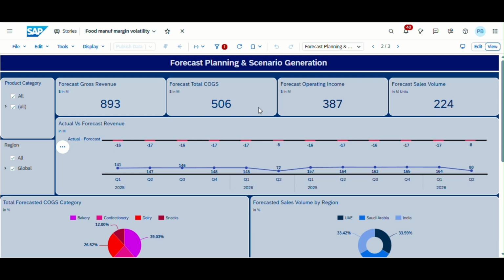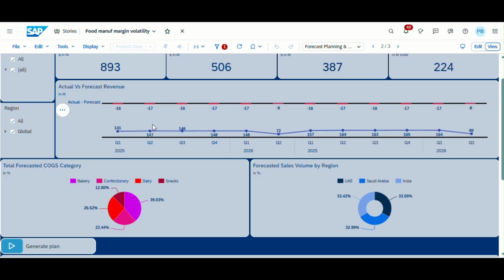Now let's explore the visualizations that support these forecast insights. Actual versus forecast revenue. The actual versus forecast revenue visualization compares historical revenue with projected revenue across different quarters. Actual revenue ranges from $141 to $148 million, while forecast revenue is higher at $157 to $165 million, indicating expected business growth and supporting better strategic planning.